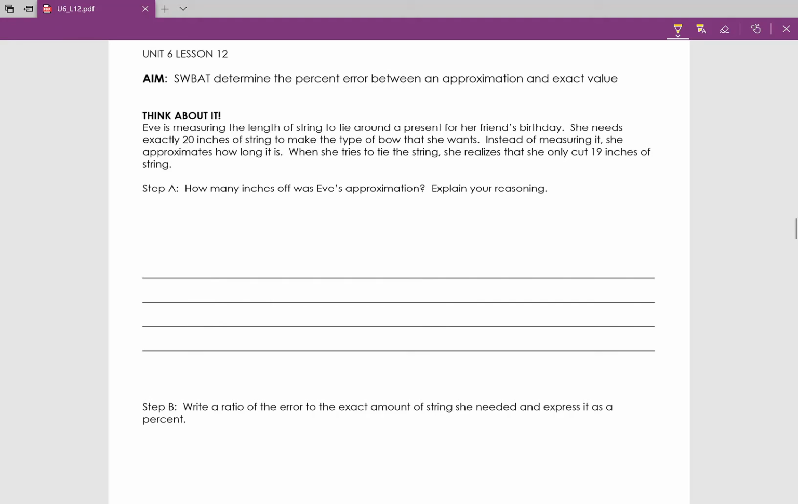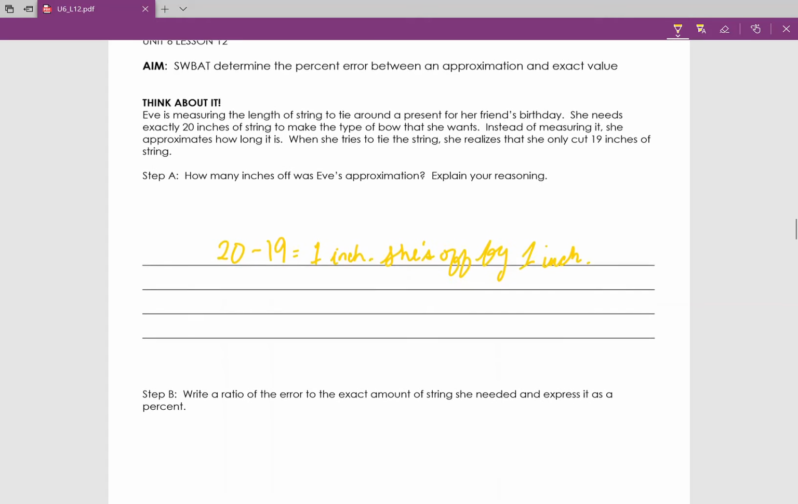Explain your reasoning. So just by looking at this, we can tell that she's off by 1 inch. The amount that she needed was 20, but she only had 19, which makes it 1 inch short. She's off by 1 inch. And the reasoning is that the difference between the two measurements is 1.